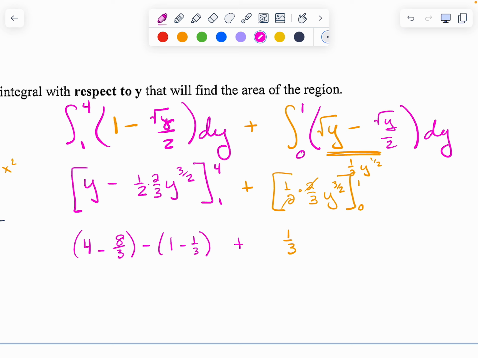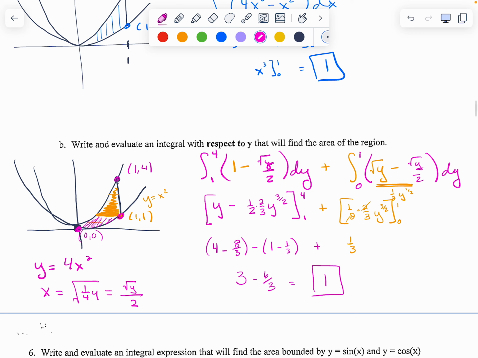Four minus 1 is 3. Negative 8/3 plus 1/3 is negative 7/3. Plus 1/3 is negative 6/3. And 3 minus 2 is 1. Yay, thank goodness it worked. Why did we do it this way? To learn the process.